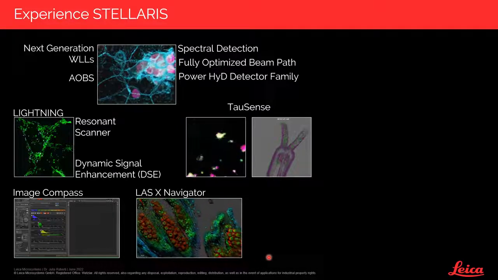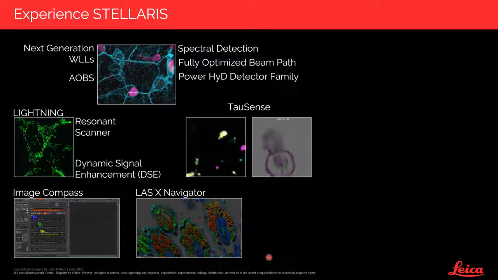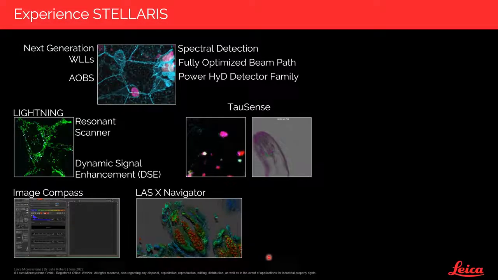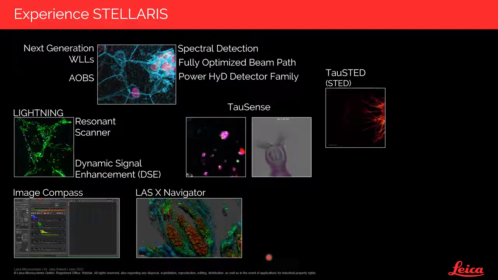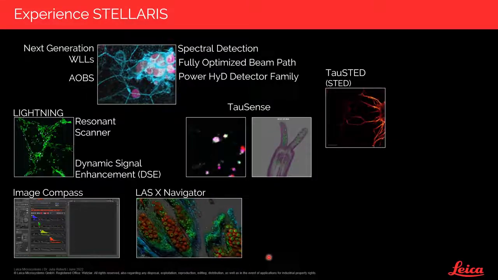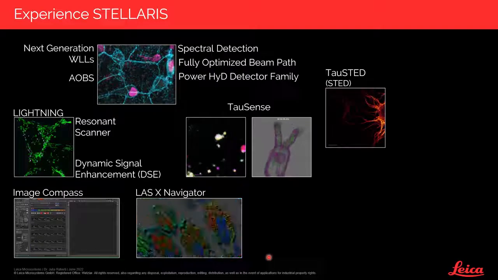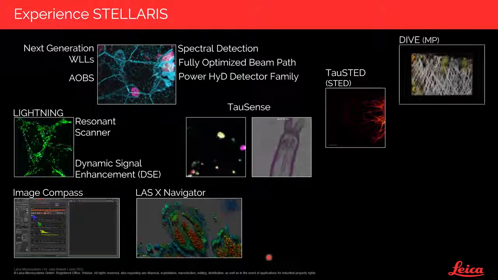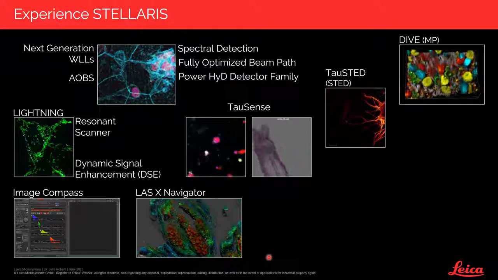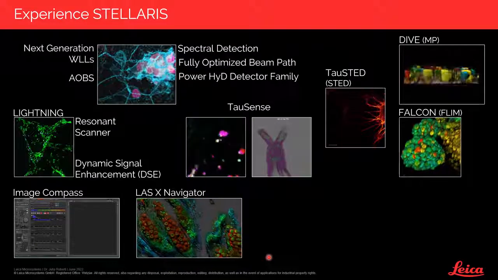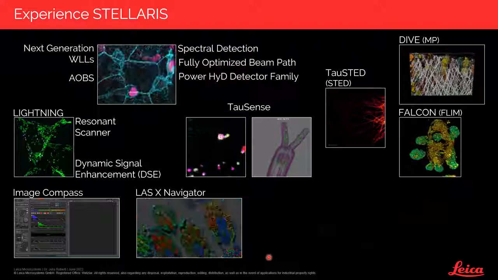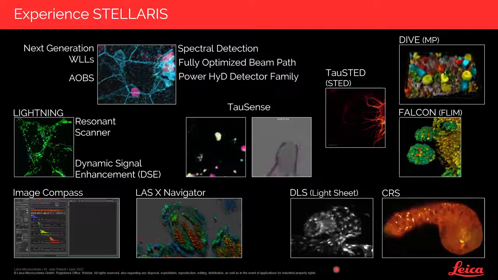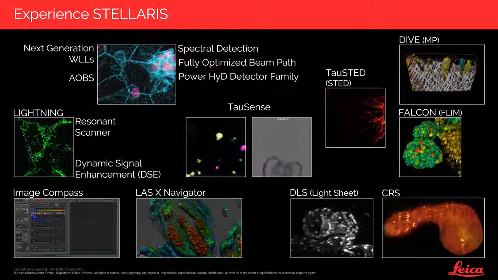We have the LAS X Navigator to explore the sample and get into the details after exploring it and getting an overview of the sample in general. And also we have different modalities. I went into details showing you how tau-STED can help for live imaging in gentle conditions with excellent resolution and signal to noise. And we also have multiphoton capabilities with DIVE. We have a full quantitative FLIM approach powered by FALCON, and we have also light sheet through DLS, and we also have CRS options in our system.